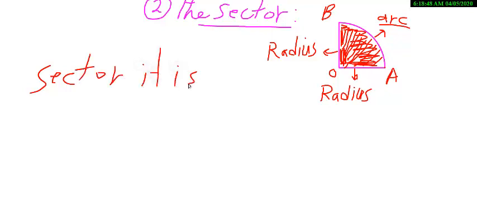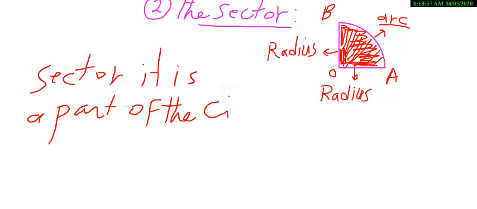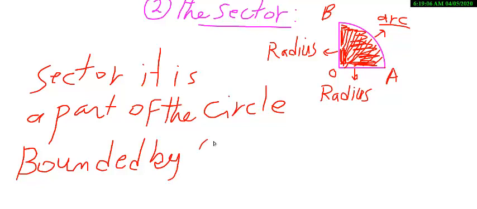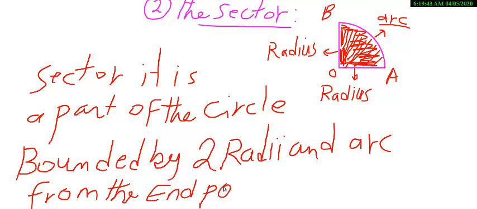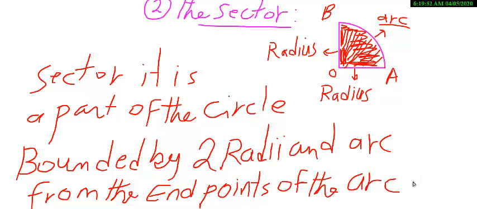A sector is a part of the circle bounded by two radii and an arc, from the endpoints of the arc. This will cover the definition of the sector according to our student book.